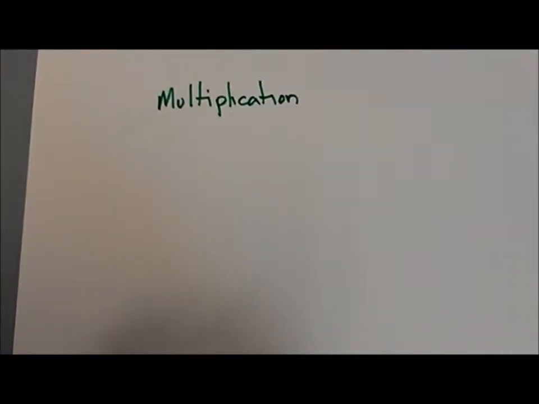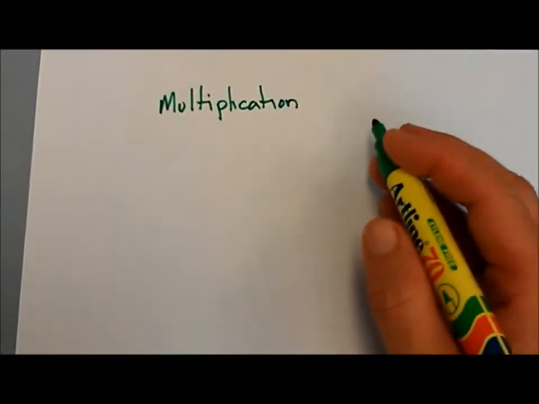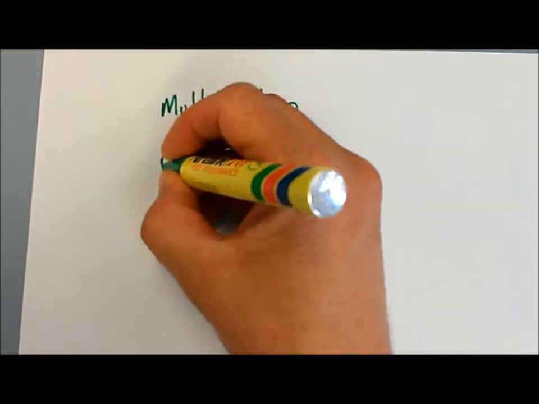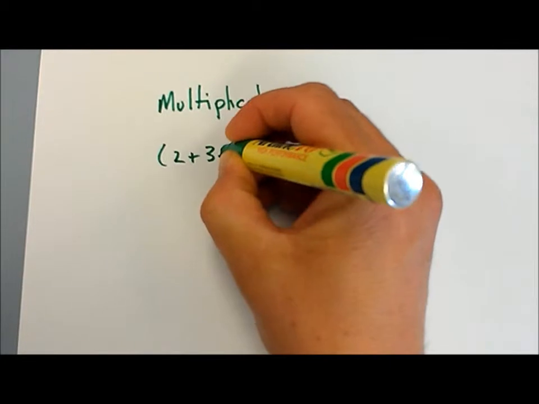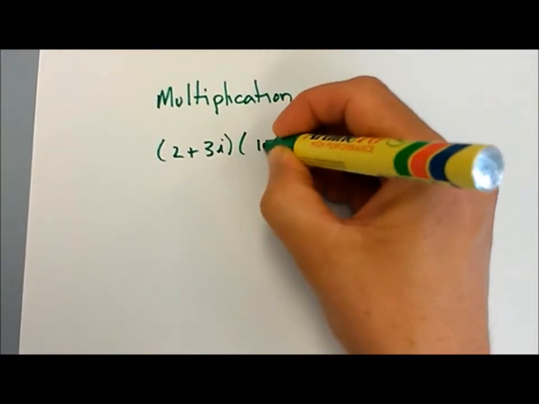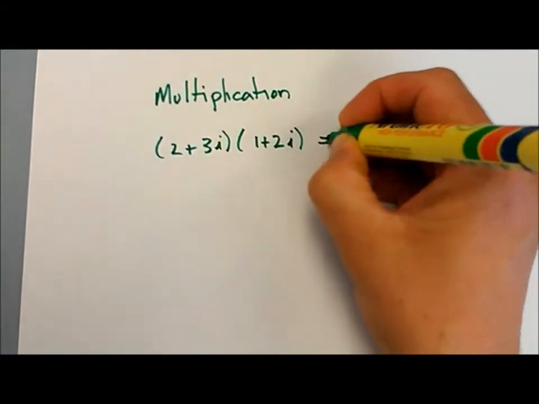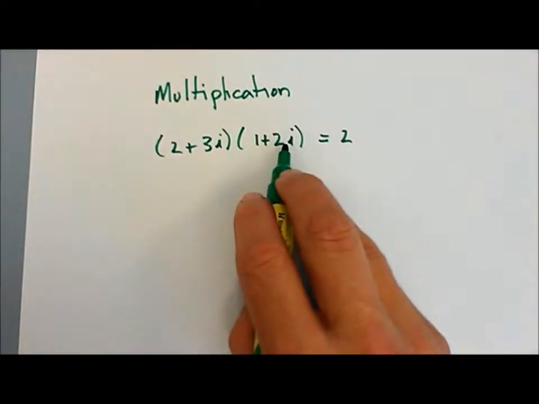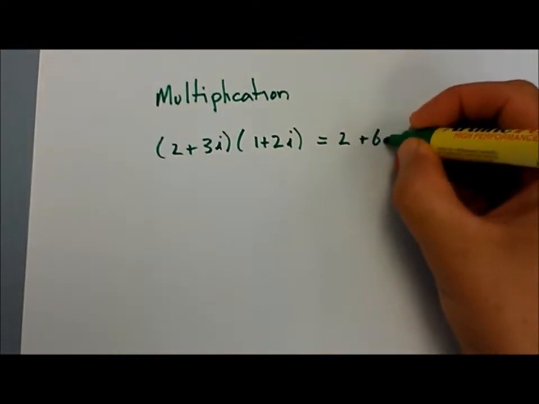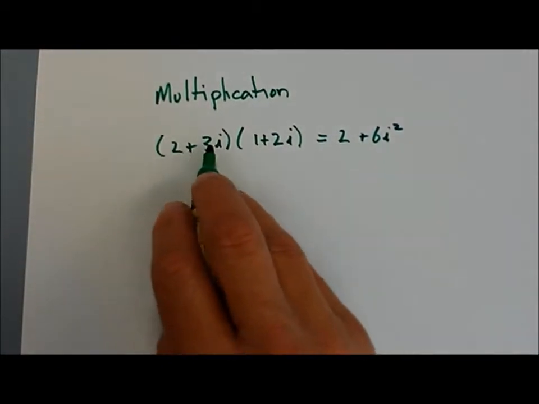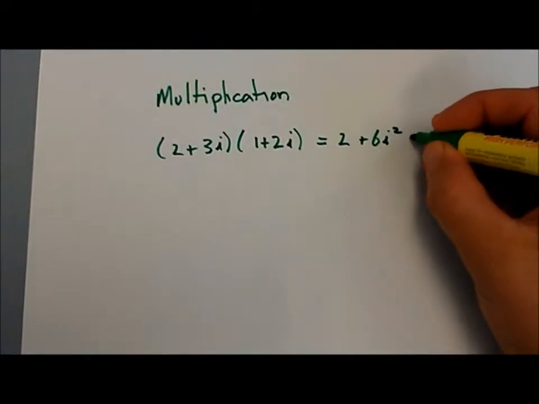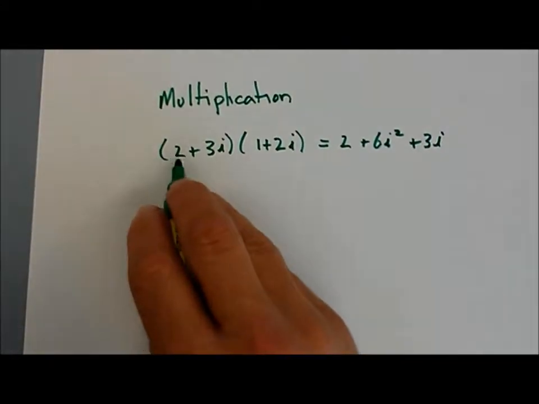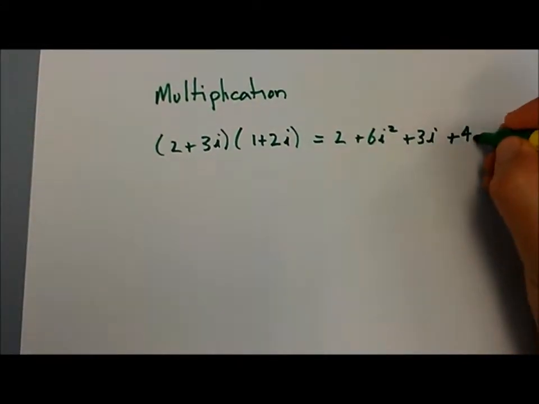Okay, so just having a quick look at multiplication of complex numbers. I'm going to use the distributive law, so I'm going to use that concept of FOIL or a similar one, but I will change the order of FOIL around. So I'll multiply it. 2 times 1 is 2. I'll then multiply these terms together to give me 6i squared. I'll then multiply 3 times the 1, so that's 3i, and 2 times 2i is 4i.